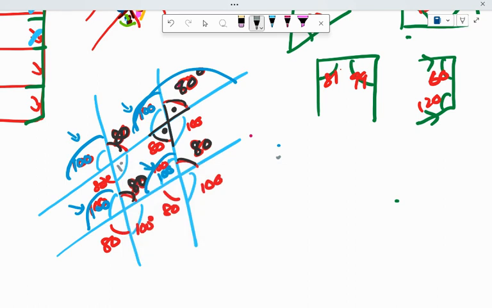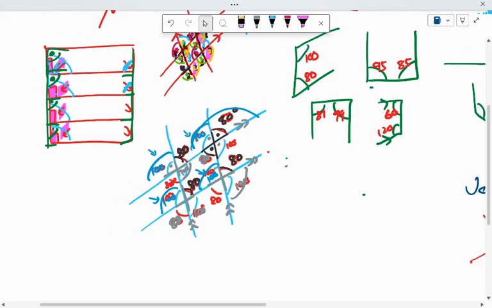And then vertically opposite angles will cause that to be 100, that to be 100 as well, because again there's a crossroad, and these 2 angles are opposite each other. So every single angle in this entire shape will either be 80 or 100 and nothing else, given that these 2 lines are parallel and those 2 lines are parallel as well.